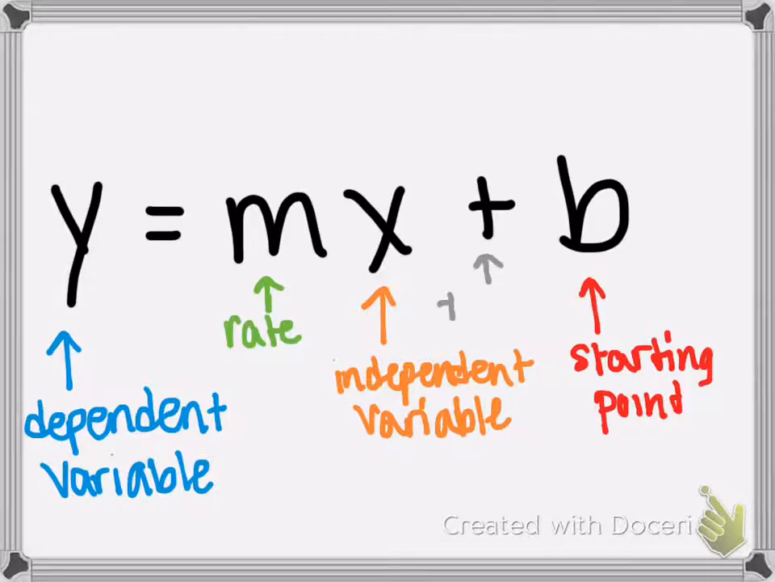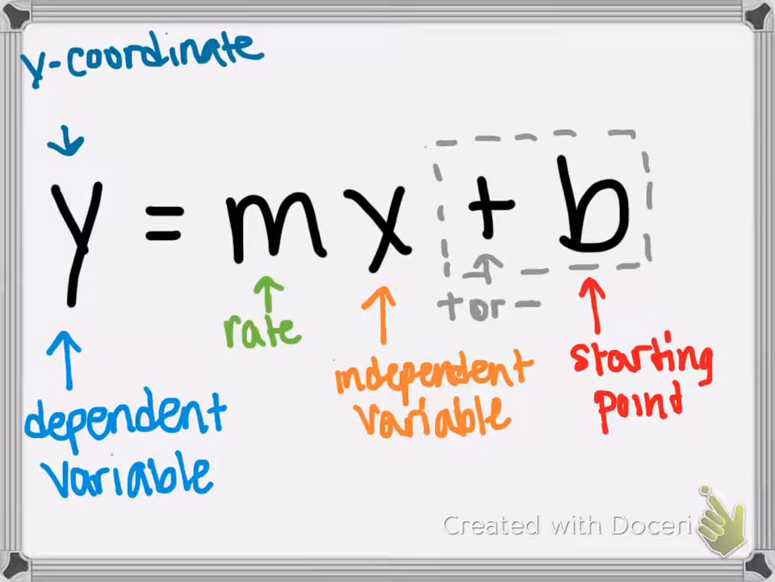Now your plus can actually be a plus or a minus, and in actuality, plus b, all of that is your starting point, not just the b. So if your starting point is a negative number, you would be subtracting the b at that point.